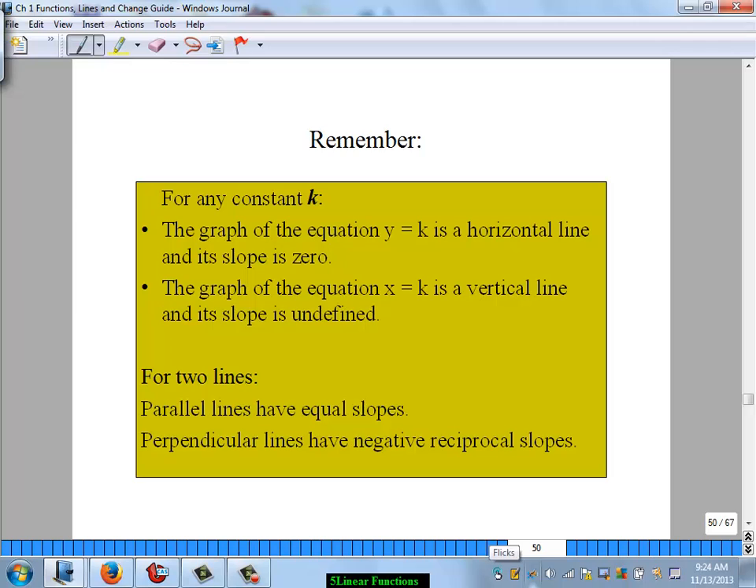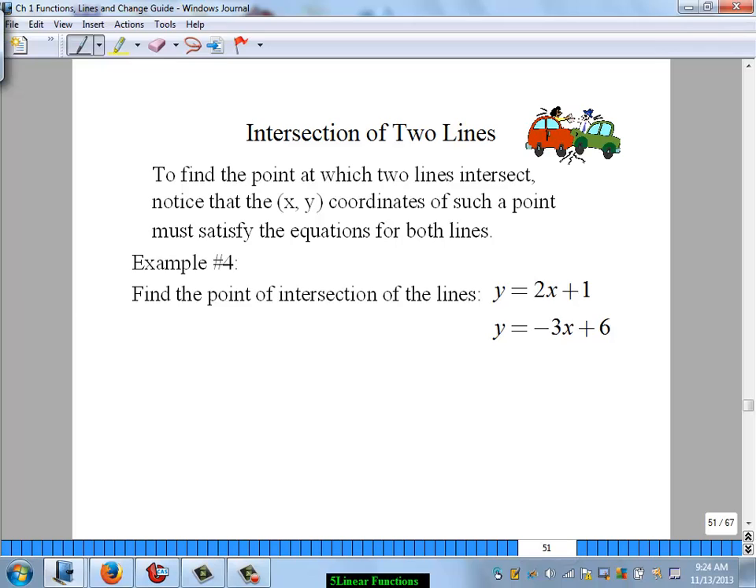So the graph of the equation y equals k is a horizontal line and its slope is 0. The graph of the equation x equals k is a vertical line and its slope is undefined. For two lines, parallel lines have equal slopes. Perpendicular lines have negative reciprocal slopes. So that's just a note page for you to have.